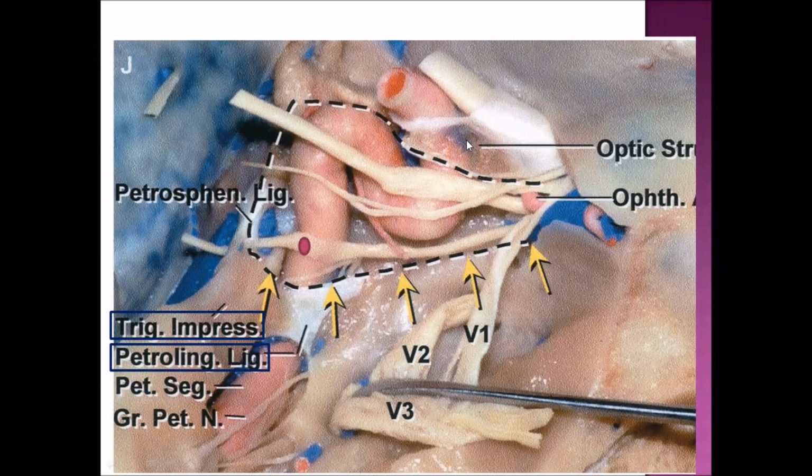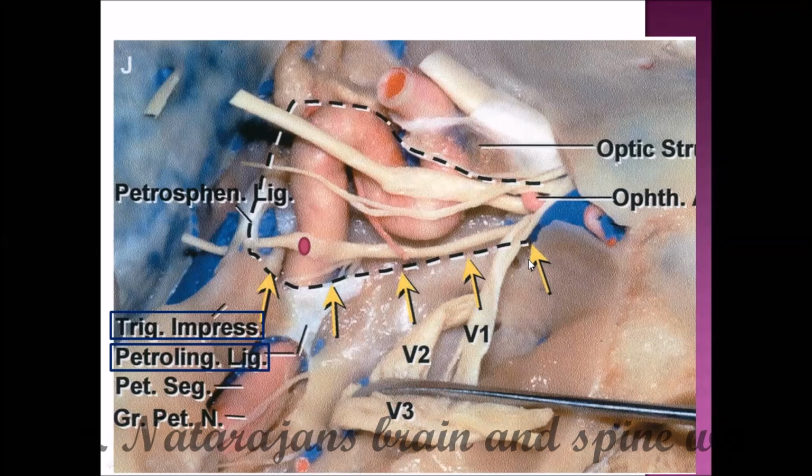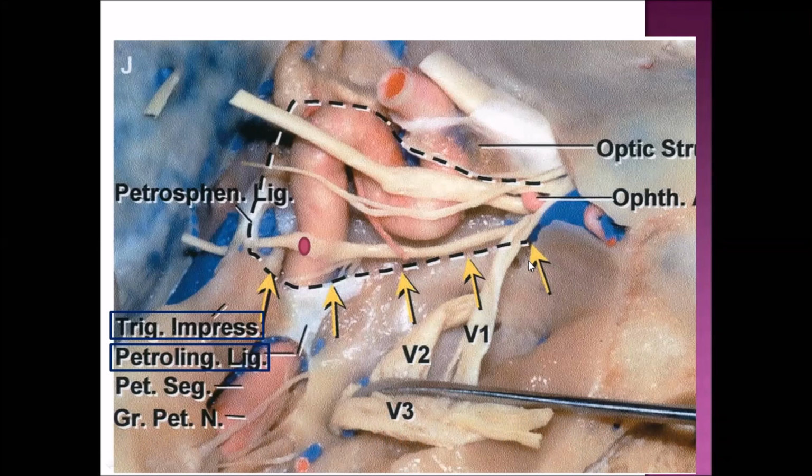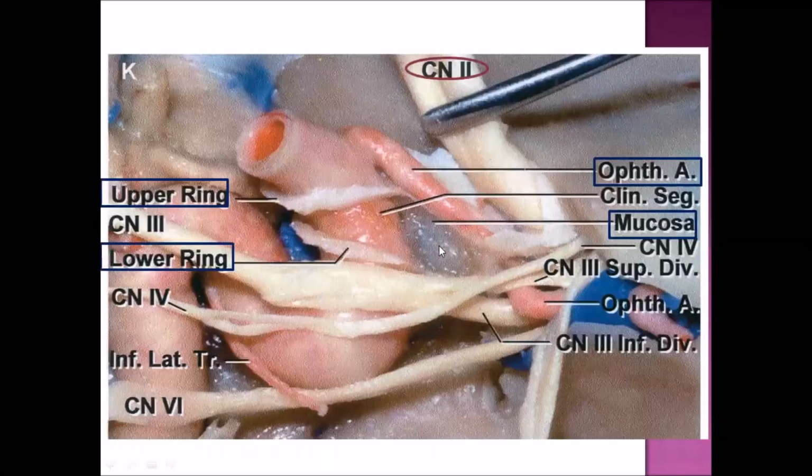Orbital fissure. This structure is obtained by the drilling of the anterior clinoid process, and what you see here is the clinoidal segment of the internal carotid artery. Now, if you further drill and remove the optic strut and the entire ACP, what you see here is the optic nerve.